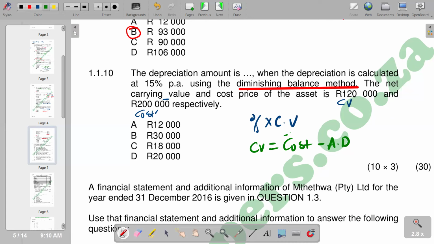So what are we supposed to do now? We are supposed to say our 15% times our 120,000. So we have 15% times 120,000.